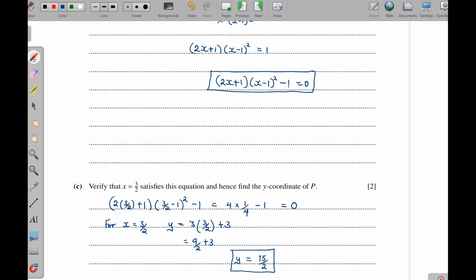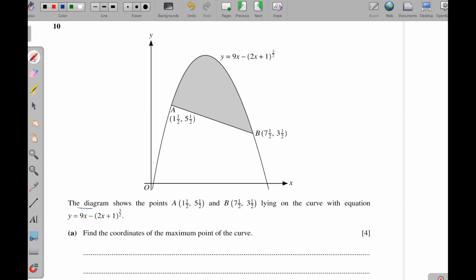And that is that. Question 10, the diagram shows points A and B lying on the curve with the equation, this one here. Find the coordinates of the maximum point of the curve. Now, this one has been increasing. That means there is a gradient, okay? There's a change in y and there's a change in x. Now, at this point here, it turns off, okay? So before it turns off, it stops momentarily, just like you can throw something in the air. That means at this point here, there is no change in y and no change in x.